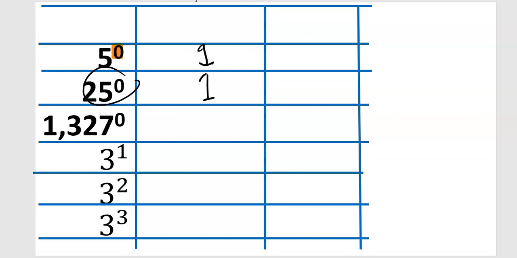1,327 to the 0 power? You haven't got it yet? Of course you do. Number 1. Yes. Okay, we get the idea, right? I don't know why that is. Actually, I do know why, but I can't remember. We don't have time to go into it right now. Just know it for now. We could figure out the why a little bit later.